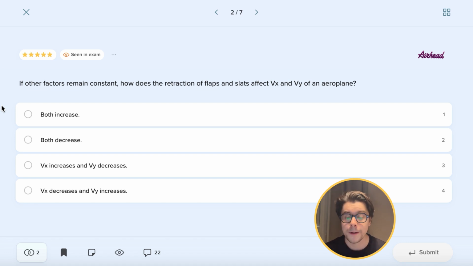Remember that if your drag increases with the extension of flaps, then your Vx will decrease, of course, because in thrust minus drag, if we increase the drag and thrust stays relatively constant, then the speed will decrease. The same will happen with Vy, as with more flaps we need more power, more thrust, and of course the available one stays relatively constant as we climb. So if we retract the flaps, meaning we put flaps 0, in that case both Vx and Vy will increase.